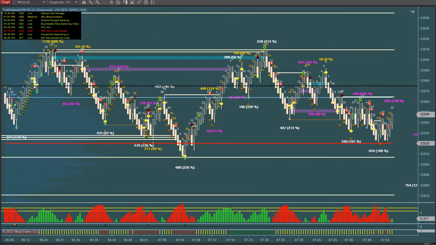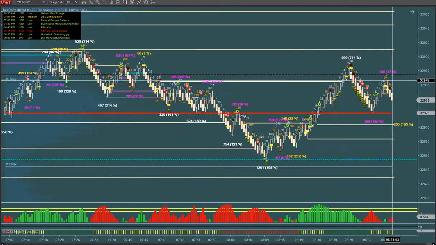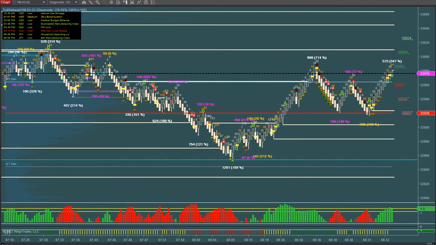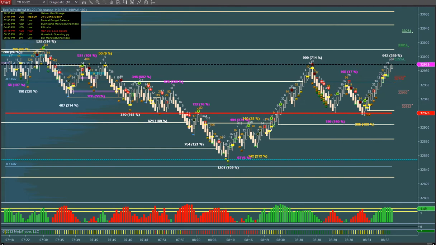Okay, so I always check all my charts. I look back. Okay, so now, we do have a simplicity long going up, but it is based off of the news that just happened. So let's see.